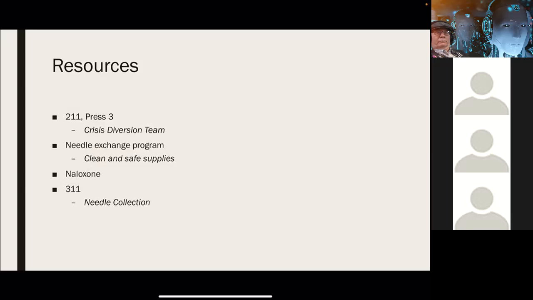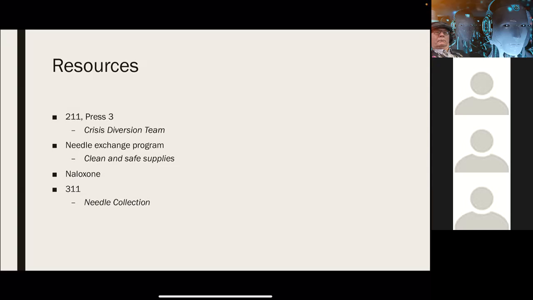So I wanted to provide some resources. Number one is calling 211 and pressing 3. You will be able to reach a 211 dispatcher, and that person will dispatch a call to the crisis diversion team. Our services include transportation and wellness checks, and sometimes mental health calls.